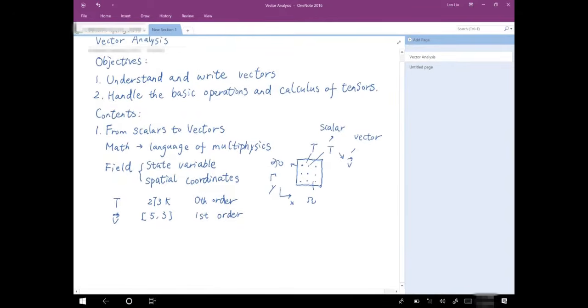And we can also go even from vectors to tensors. Actually, we'll discuss this later. But here, let's try to find one example. So, is there any example? Could you think of any example which could be more complicated than velocity, a state variable that can be distributed at different points?